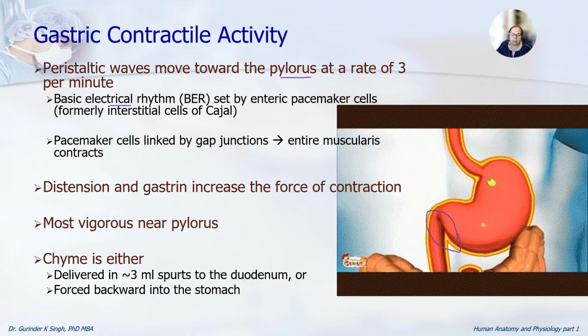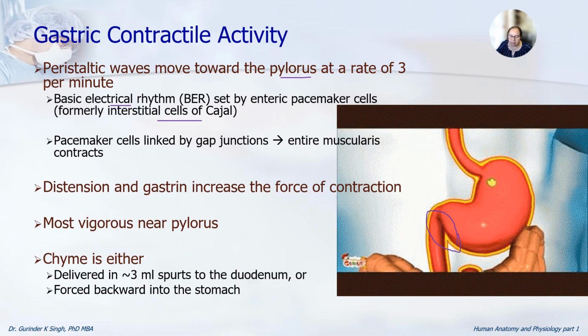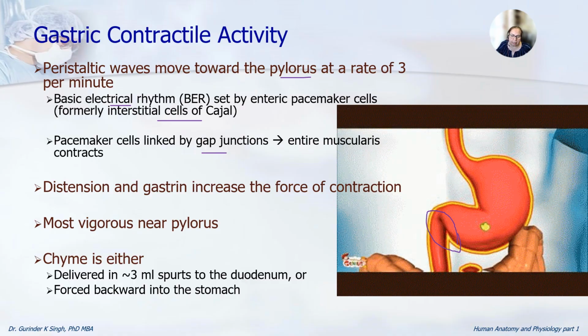Sometimes these enteric pacemaker cells, in old books, are also known as interstitial cells of Cajal. These pacemaker cells are linked together through wide gap junctions, and they make the entire muscularis contract.